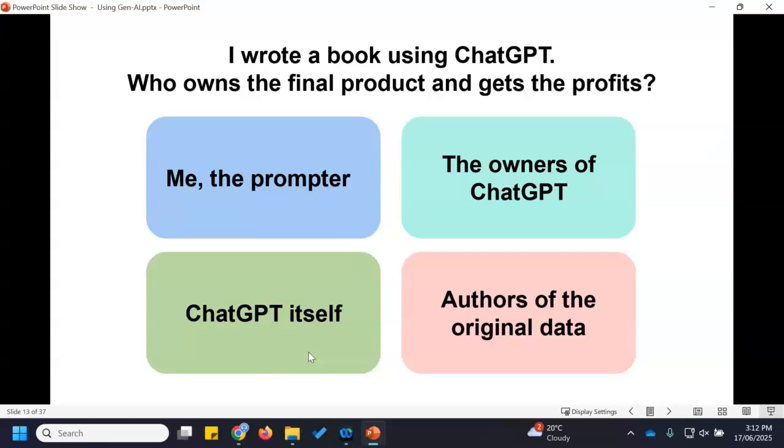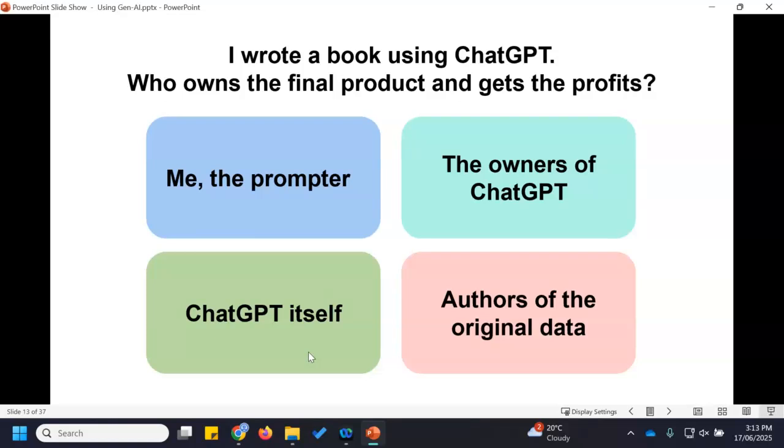We've got a couple of people saying the original authors. Another one saying ChatGPT. Oh, a few saying ChatGPT. Yeah, you're absolutely right, Anna. People are selling them on Amazon. I knew what you meant.